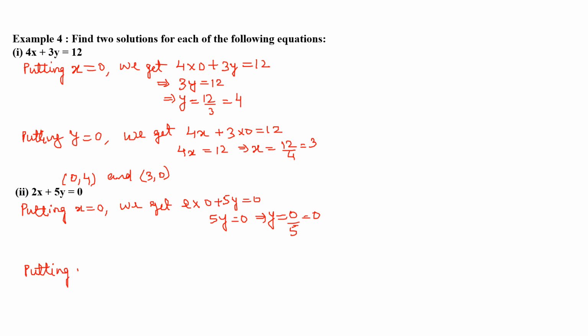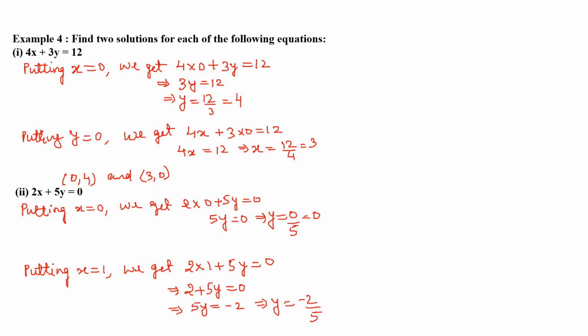So putting x as 1, now we get here 2 into 1 plus 5y equal to 0. So 2 plus 5y equal to 0. So it will give me 5y equal to minus 2, and the value of y will be minus 2 by 5. So the two solutions are (0, 0) and (1, minus 2 by 5). This is the second one.